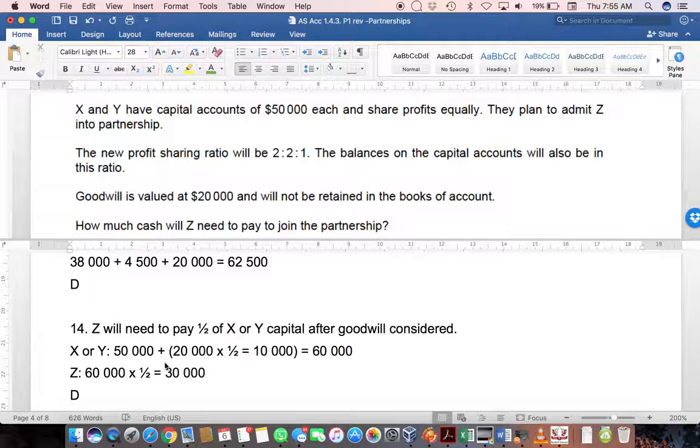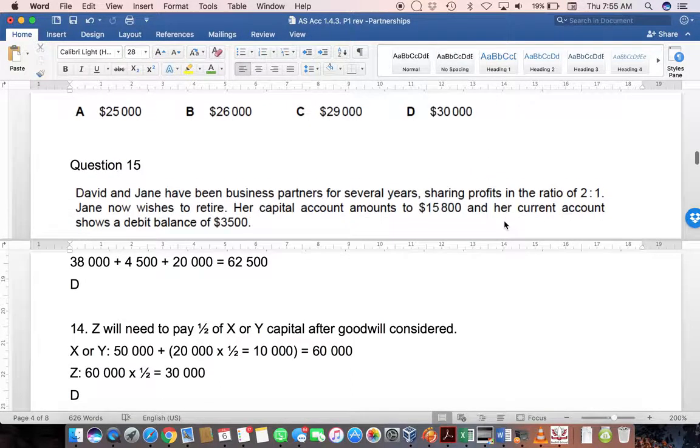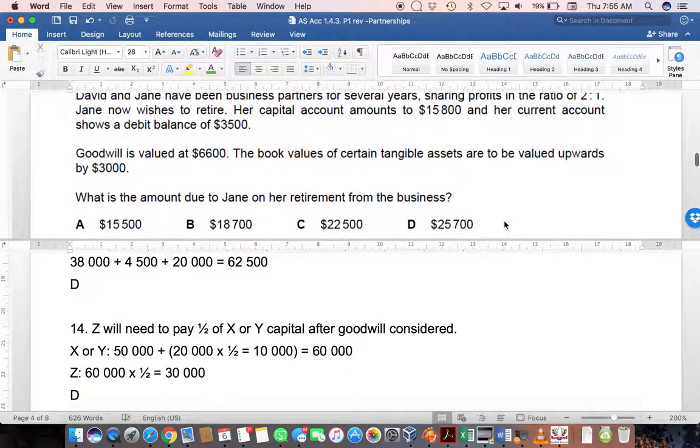Z, therefore, will have half of this, which is 30,000 that he will need to put in. What will happen thereafter is that all three of them will have the goodwill removed in the ratio 2 to 2 to 1, and they will then stay in exactly the same ratio in the capital accounts. But Z is in effect paying a little bit more than the others had paid previously because he's paying for that goodwill. So the option we will look for is 30,000, and we will choose D.